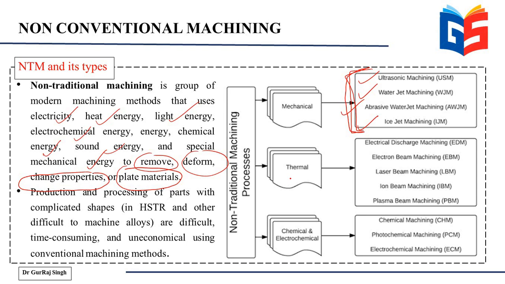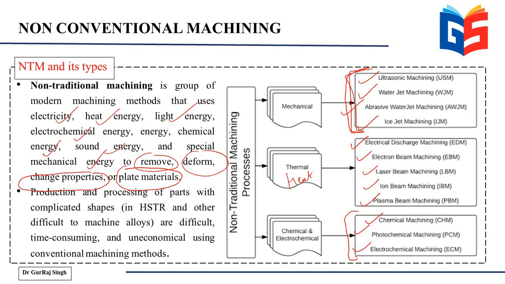Now when I talk about thermal machining, where you're using heat energy, you have electric discharge machining, which is EDM, a very important method that is being used these days, electron beam machining, laser beam machining, ion beam machining, and plasma beam machining. These are all the methods that use heat energy. And then lastly, for chemical and electrochemical methods, we have chemical machining, photochemical machining, and electrochemical machining. These are the electrical or the electrochemical methods.